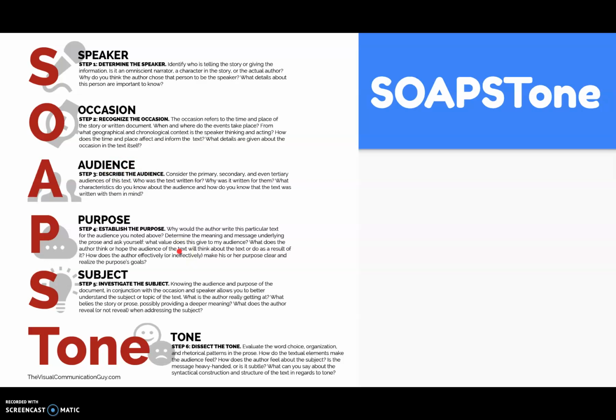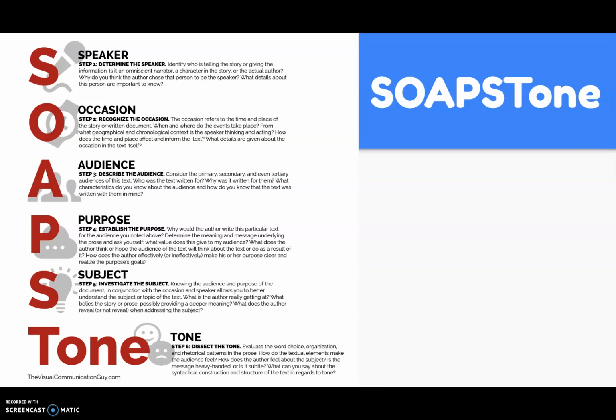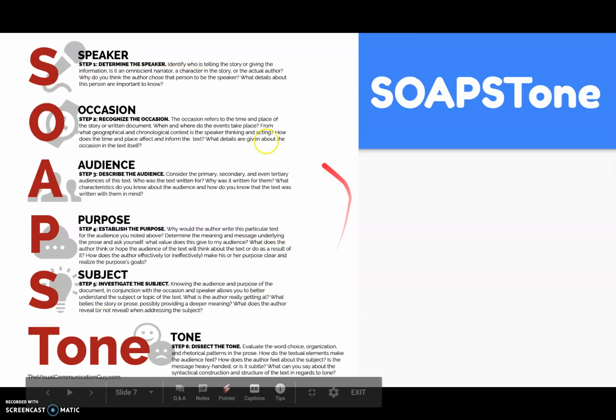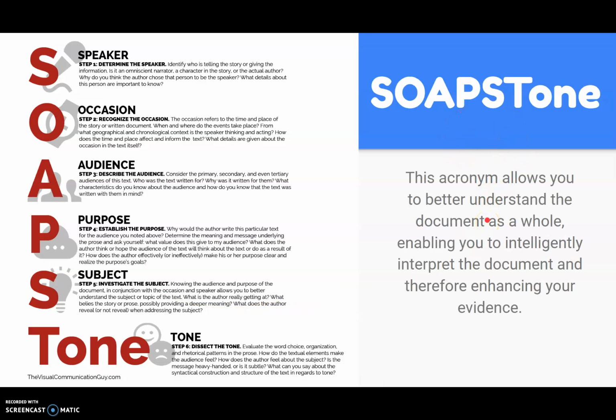Purpose: why is the author writing this? Subject: what is it about? Tone: what is the overall tone? Like, is the author happy, mad? This really helps you understand in what way the document is being shared, what they want, their purpose. So this is a great acronym, and it really helps you understand the document as a whole, and this really helps you to intelligently interpret the document, right?